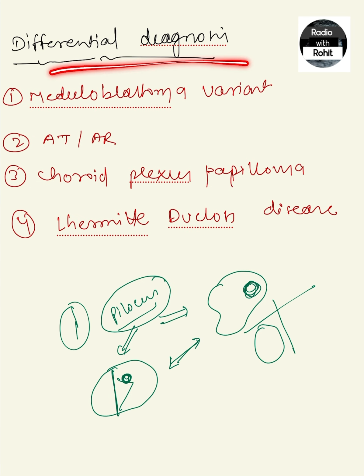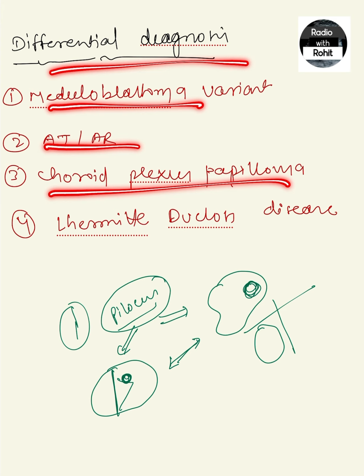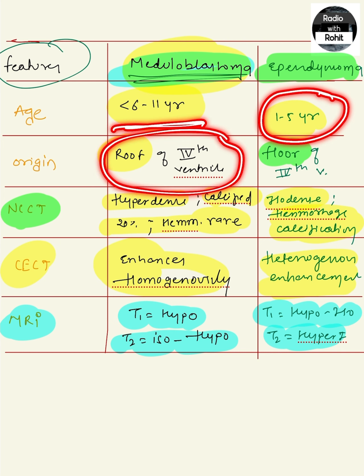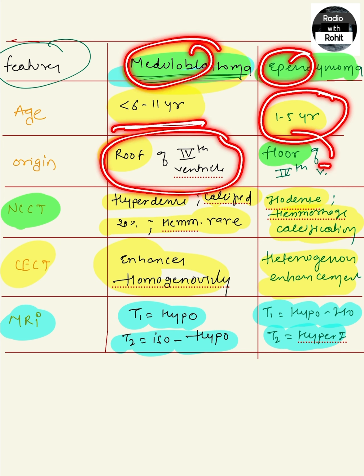So differentiation is medulloblastoma, ATRT, choroid plexus papilloma, Lhermitte-Duclos disease. So here is medulloblastoma and ependymoma. Ependymoma less than 5 years, medulloblastoma 6 to 11 years. Roof is the medulloblastoma, floor is the ependymoma.